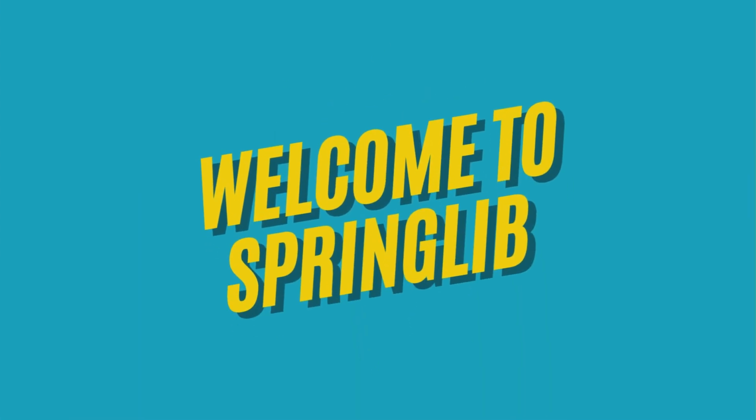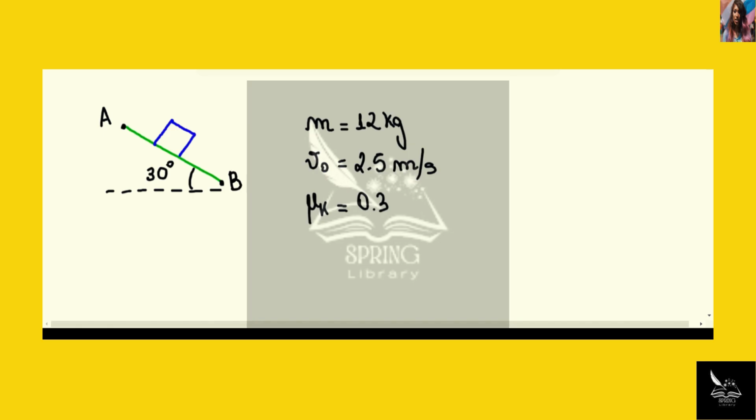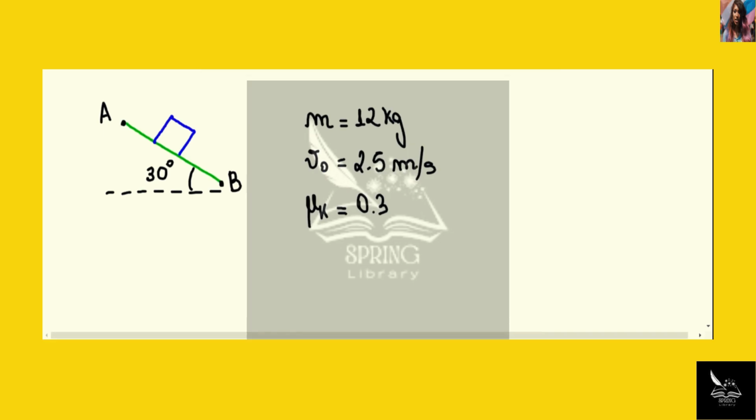Welcome to Spring LIB. In this exercise, we have a crate that has a mass of 12 kilograms that slides down an inclined plane that makes an angle of 30 degrees with the horizontal with an initial speed of 2.5 meters per second. The length of the inclined plane is 3 meters. And the kinetic friction coefficient between the block and the surface is 0.3.